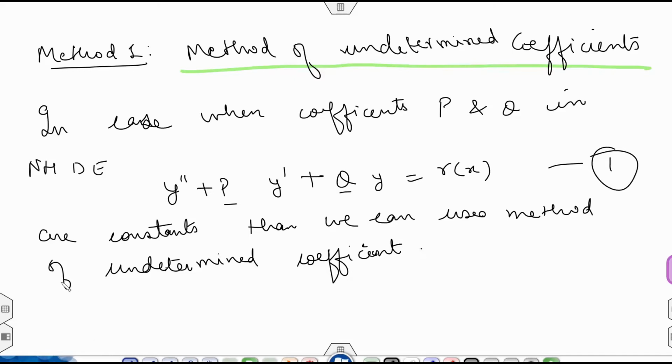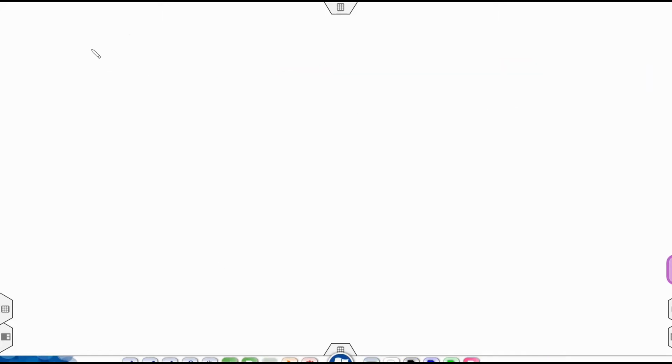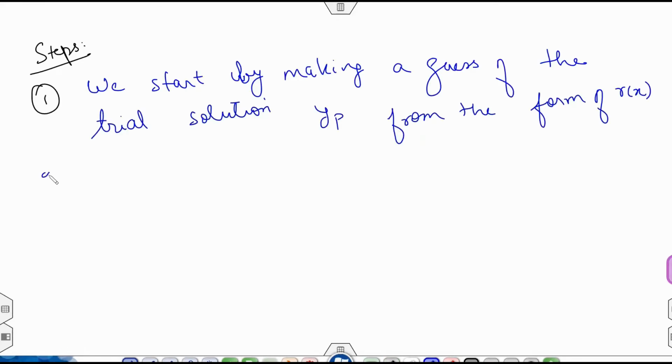Also this method is only useful when r x contains some special form. So I'll write this down. In this method we start by making a guess of the trial solution. I'll write down the steps. The first step is we start with guessing the trial solution y p by looking at r x.